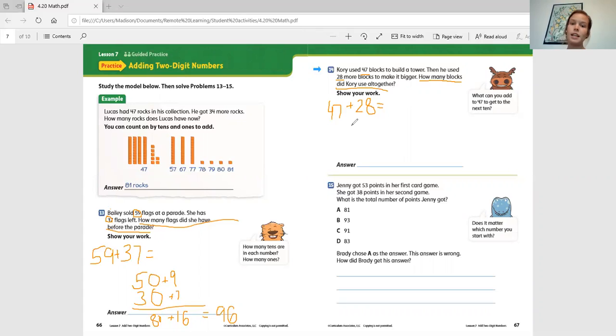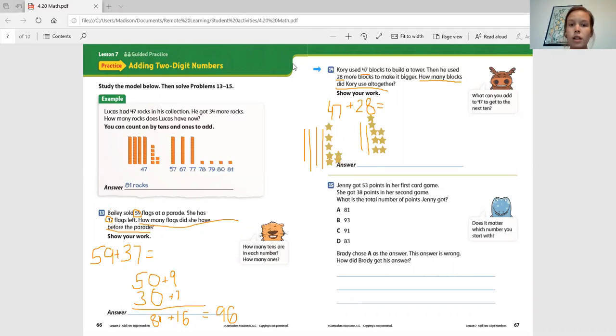Now I'm going to solve this one by making friendly numbers, and I'm going to do my drawings to help me. So I'm going to draw my 4 big things. I'm going to do stars again for my ones because that's easy for me. 1, 2, 3, 4, 5, 6, 7. Now I need to draw my 28. 1, 2, 3, 4, 5, 6, 7, 8.